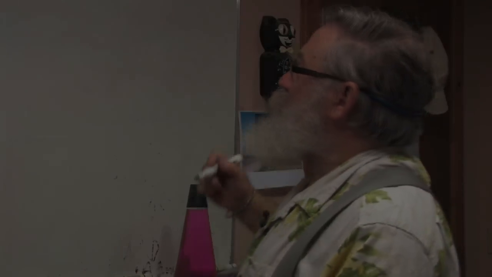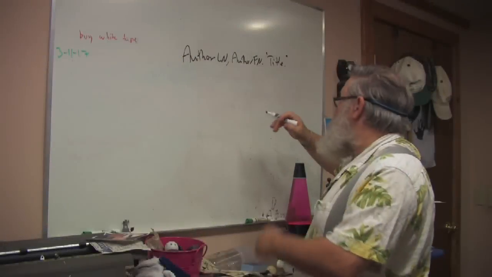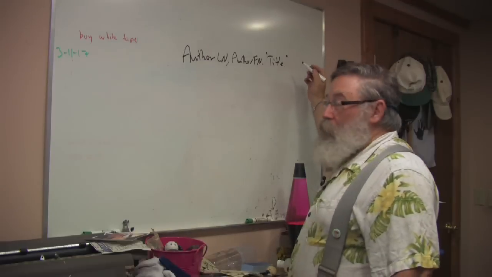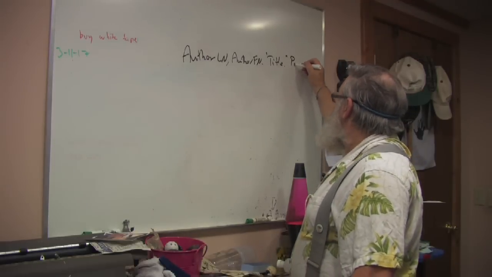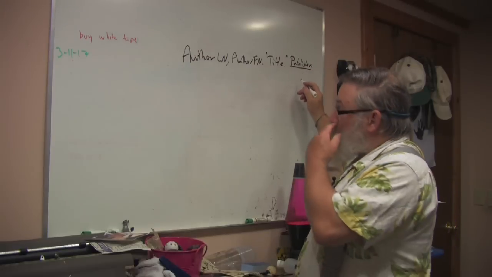Let me show you. Author's last name, author's first name, period. The title of the article, inside quotation marks because it's a smaller thing that fits in something bigger. Then where was the article published? That's the big thing, so it goes in either italics or it is underlined.